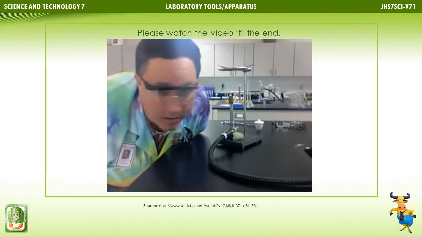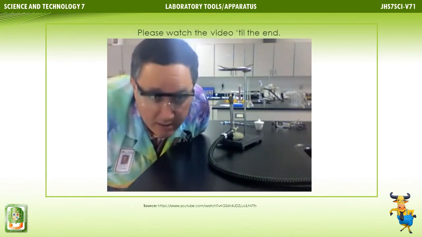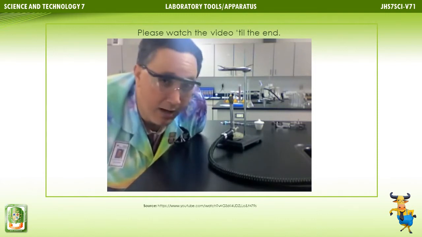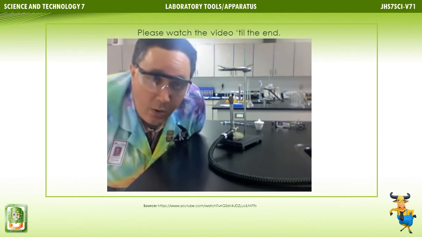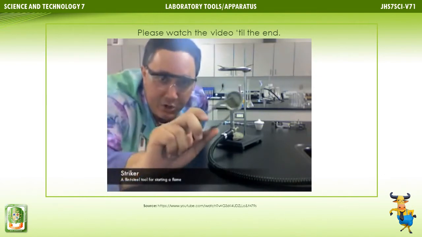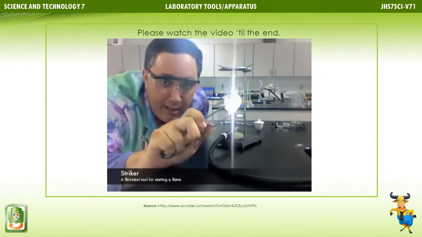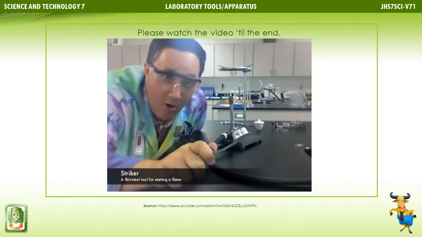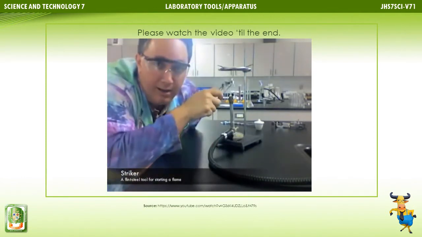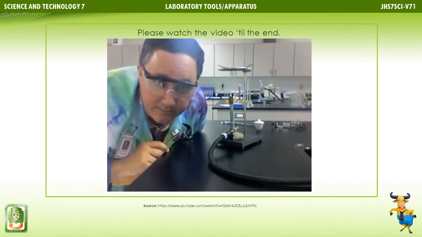Okay, you know Mr. Womack doesn't smoke, not unless his hair is on fire. So, in order for us to light the Bunsen burners, I'm not going to pull out my handy dandy Zippo. So what do I use? A striker. I'll use the striker over the Bunsen burner and light the Bunsen burner.